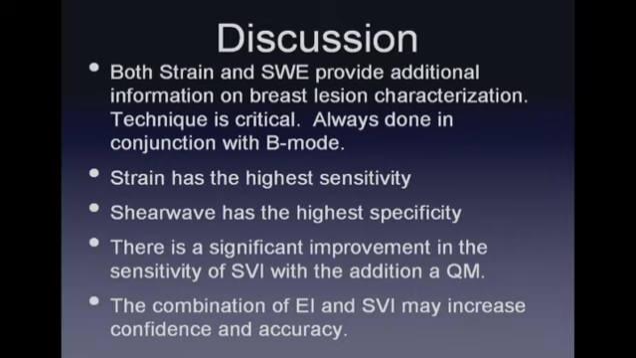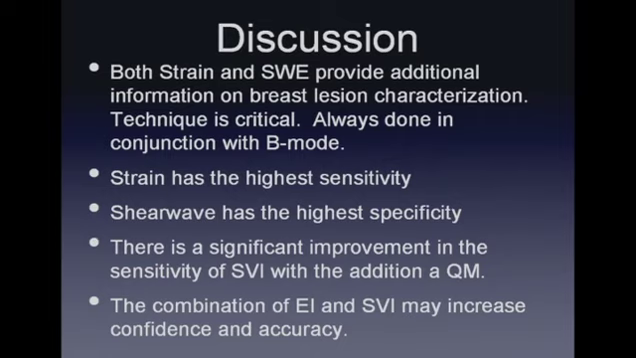So to conclude, I think we want to say that both strain and shear wave imaging provide additional information on breast lesion characterization. We do elastography on all our breast cases and have done so for many, many years now. Technique is very critical, and it's very important that you use excellent technique to get appropriate information. We're very lucky in our lab that we do both strain and shear wave imaging on our patients, and if we get concordant information on both of those, it really increases our confidence. And if we get discordant information between the two, then we know that something is going on, and we do a little bit of extra work to try to figure that out.